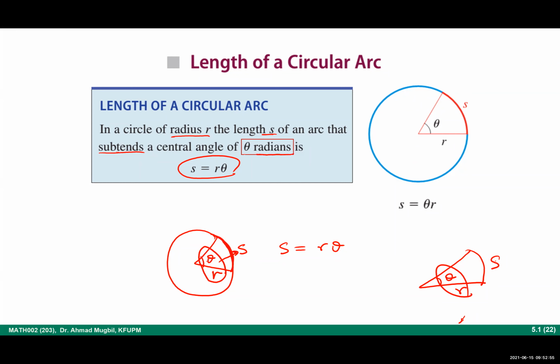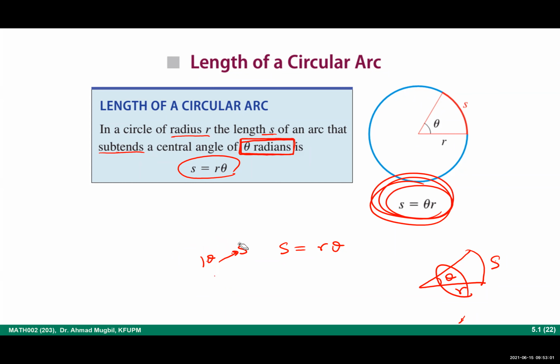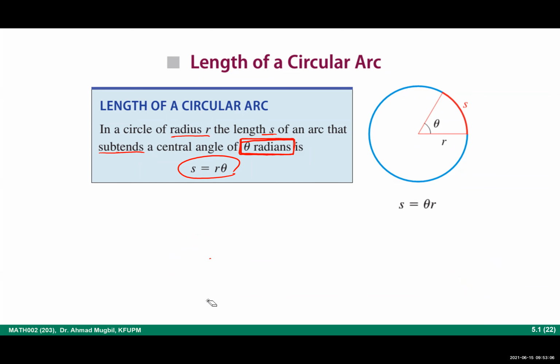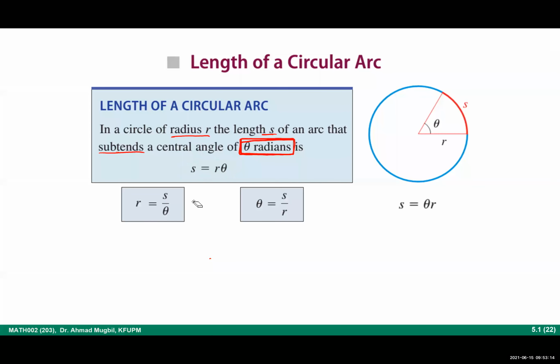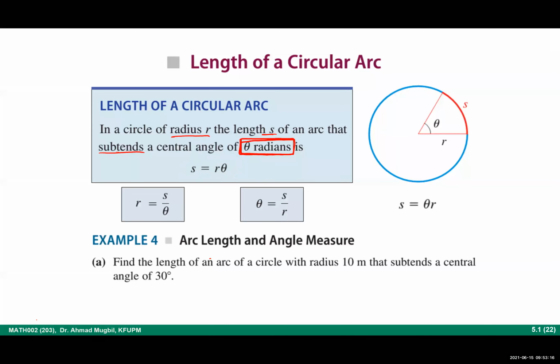What is important here, ya shabab, is this: it is in radian. When we have this relationship, of course, we are talking about radians, not degrees. Okay. So if you want r, divide by theta. If you want theta, divide by r. So clear.